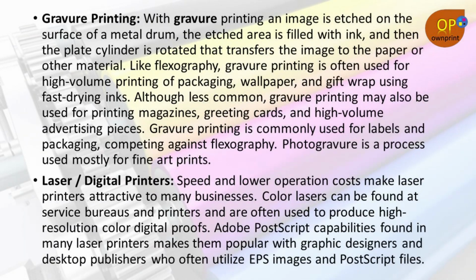The next one is gravure printing. With gravure printing, an image is etched on the surface of a metal drum. The etched area is filled with ink, and then the plate cylinder is rotated, which transfers the image to the paper or other material.